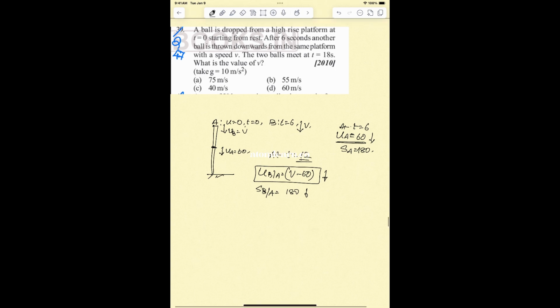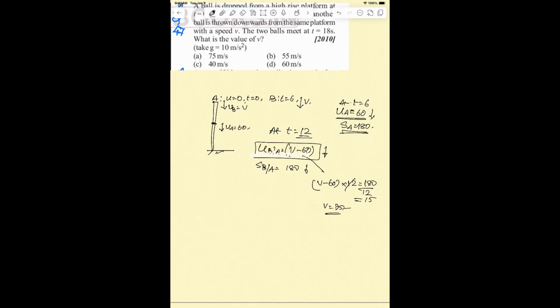And therefore the condition is v minus 60 into t, which is 12, should be equal to 180. Therefore v minus 60 equals 180 divided by 12, which becomes 15. Therefore v should be equal to 75. Yeah, okay. Therefore we require the calculation of 180 also. Okay, fine. Therefore now the answer is 75.